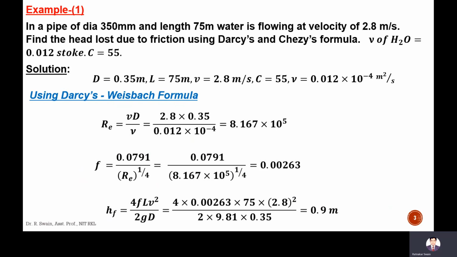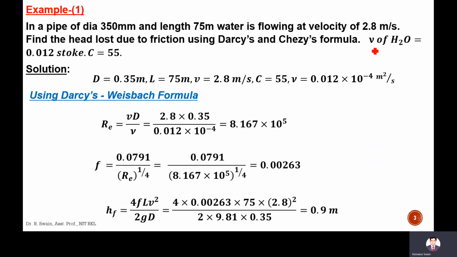So first example: in a pipe of diameter 350 mm, length 75 meter, water is flowing at a velocity of 2.8 meter per second. Find the head loss due to friction using Darcy's and Chezy's formula. Nu of water is 0.012 Stoke, and C, the Chezy's constant, is 55.